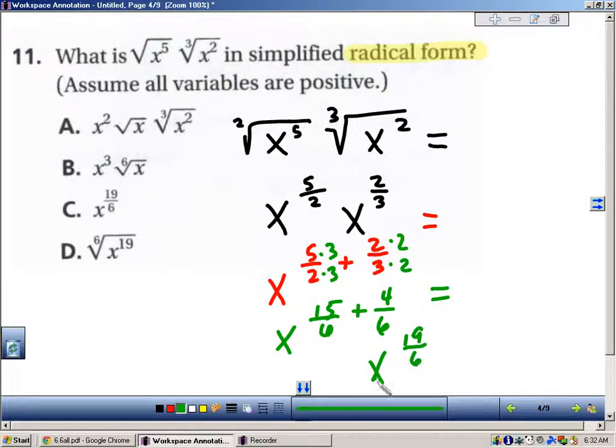Now you will make a mistake if you think that this is the answer. It clearly says in radical form, so rewriting this in radical form, the denominator is the root, and the numerator is the power, or the exponent of the power. And there we go. So it's letter D. This is your answer. Okay, next question.